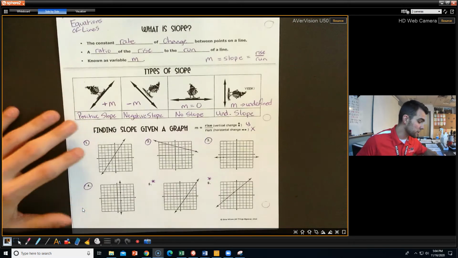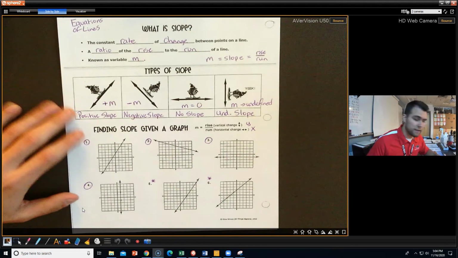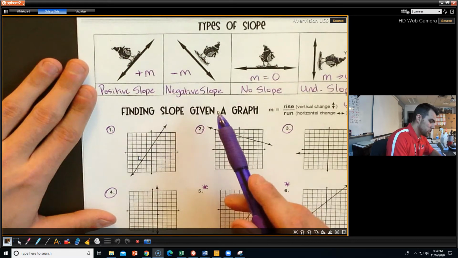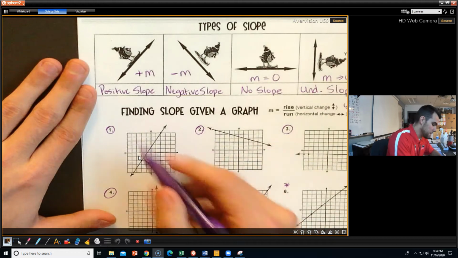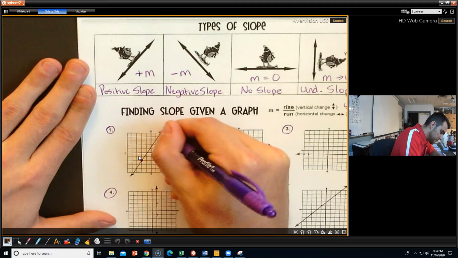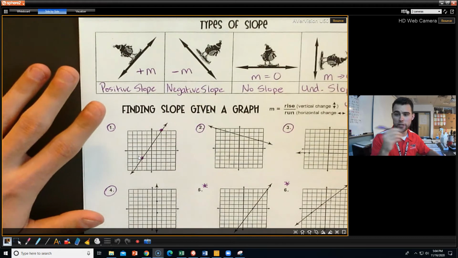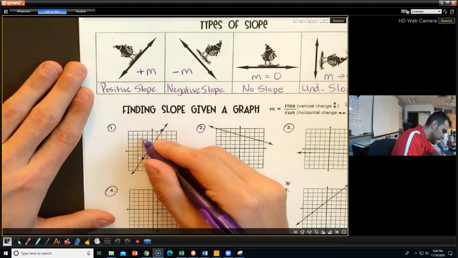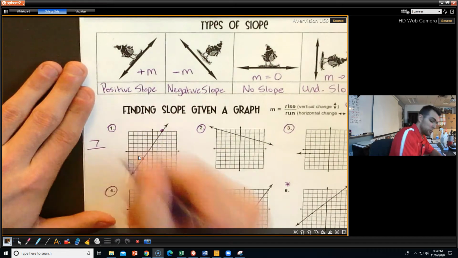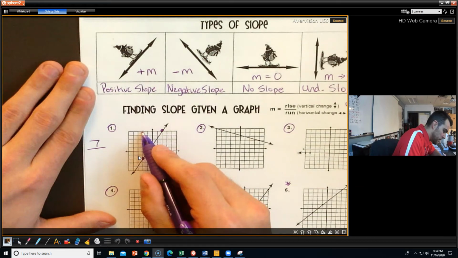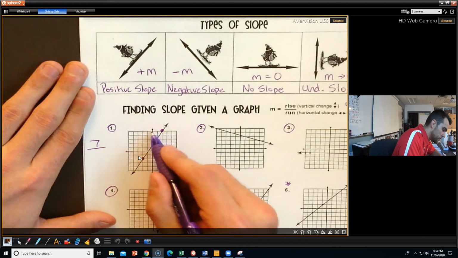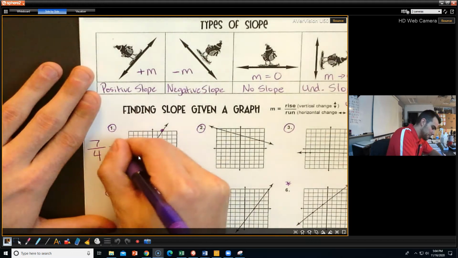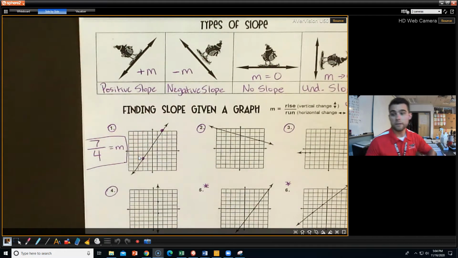So we're going to look at number 1 together. If I look at number 1, well, the slope is the change between 2 points on a line. So here's one of my points, here's the other one. I'm going to see how much I need to rise and how much I need to run to get to the next point. So I'm going to rise 1, 2, 3, 4, 5, 6, 7. So my rise is 7. And I'm going to have to go in the positive x direction, 1, 2, 3, 4, to get my run. And there is my slope right there. That's all we need to do.